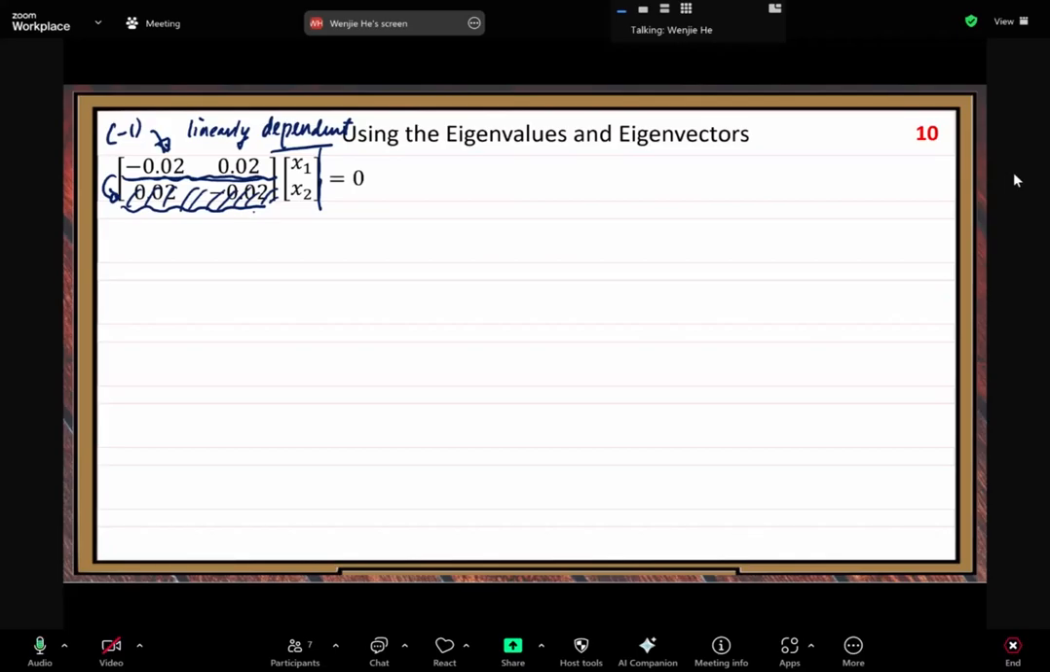Only when you have linearly independent vectors, two vectors linearly independent, then the second equation provides new information. Linearly dependent, so no new information is provided from the linearly dependent equations. All right, so here we only need to solve the first equation.